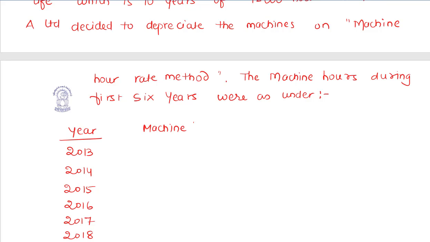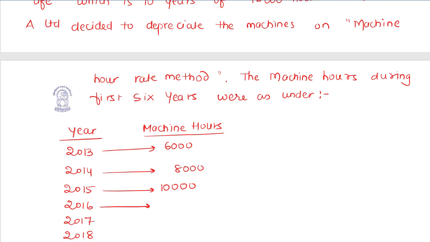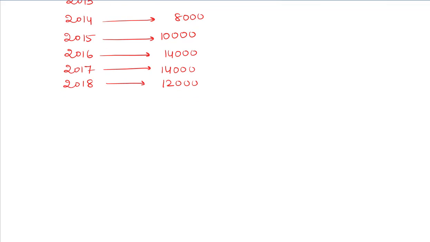Machine hours for 2013, 6,000 hours. For 2014, 8,000 hours. For 2015, 10,000 hours. For 2016, 14,000 hours. For 2017, 14,000 hours, and for 2018 it is 12,000 hours. I believe you understood.